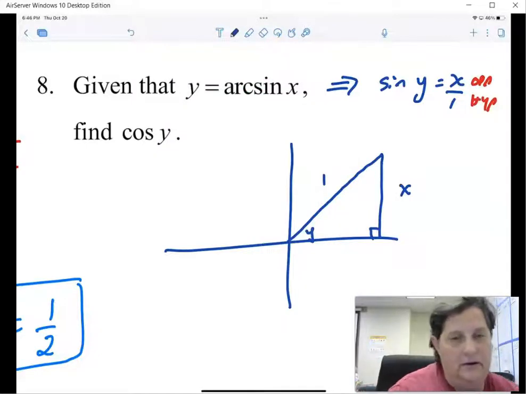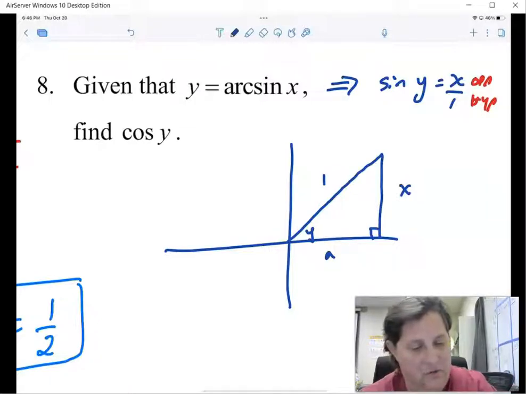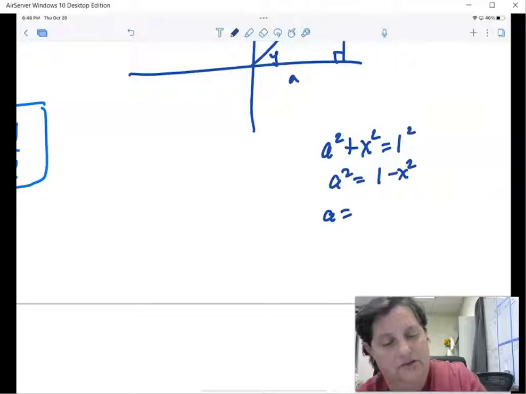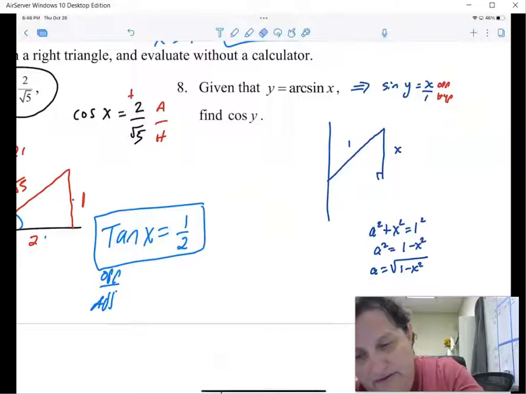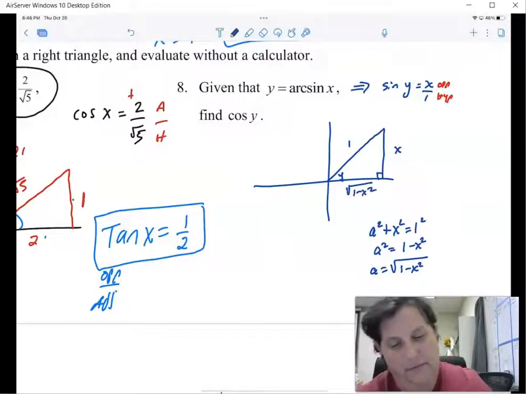We've got to do the Pythagorean theorem. This is a little bit weird. Let's call this side a. A squared plus x squared is 1 squared. Let's solve for a. A squared is 1 minus x squared, so a is the square root of 1 minus x squared. So let me call that side the square root of 1 minus x squared.